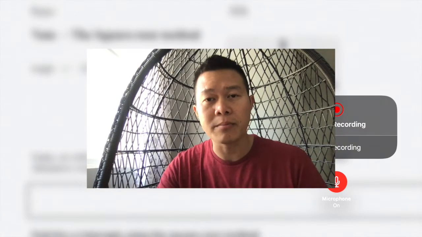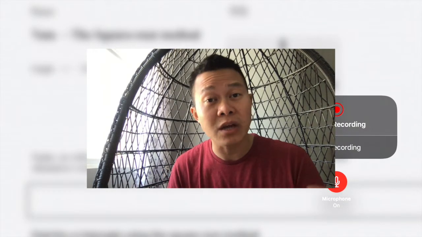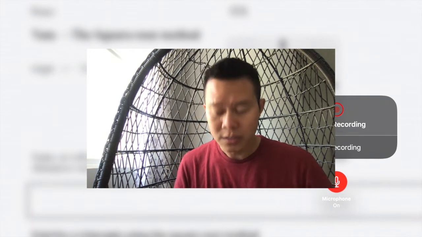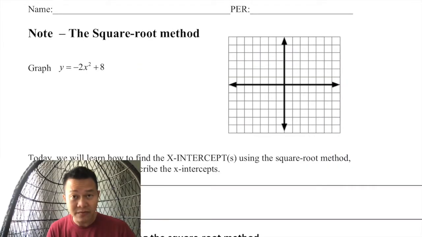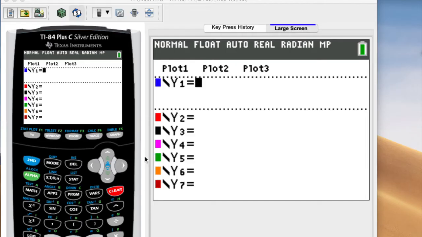Alright guys, today we're going to learn how to solve quadratic equations using the square root method. The square root method is pretty important, but first of all, let me show you what we mean by solving the quadratic equation. So consider the graph that we have here. If we were to graph this function, which I'll do for you right now.